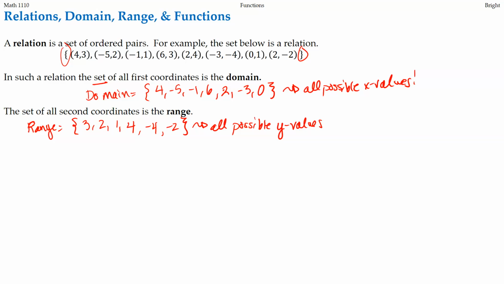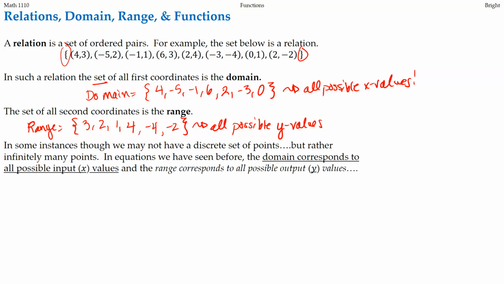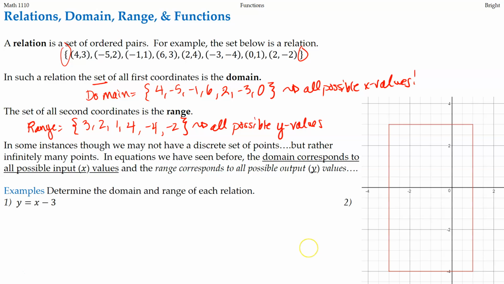In some instances, a relation might not appear like this to us. It could be infinitely many points. It could be a range of points. We could also be given something like either an equation or a graph. Here, if we remember, this is a line with an intercept at -3, and then it would go up with a slope of 1. So it would look something like this.